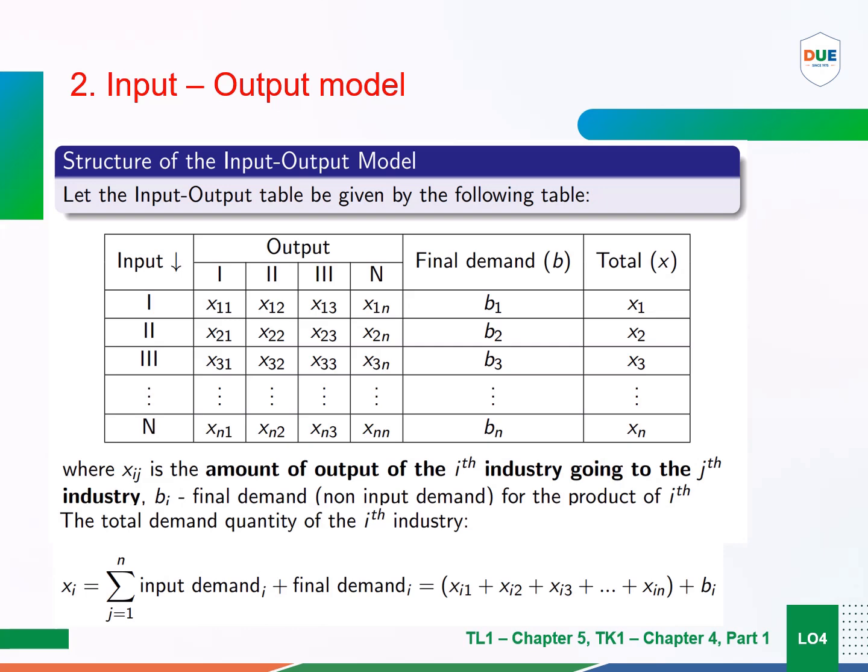The term Xij represents the amount of output from industry i that is used by industry j. The term Bi represents the final demand for the output of industry i, while Xi represents its total output. So, for industry i, Xi is obtained by adding Xi1, Xi2, ..., Xin, and then adding Bi. In other words, total output must be sufficient to satisfy both intermediate demand within the production system and final demand outside the system. This relationship provides the basic structure for building the input-output model in matrix form.